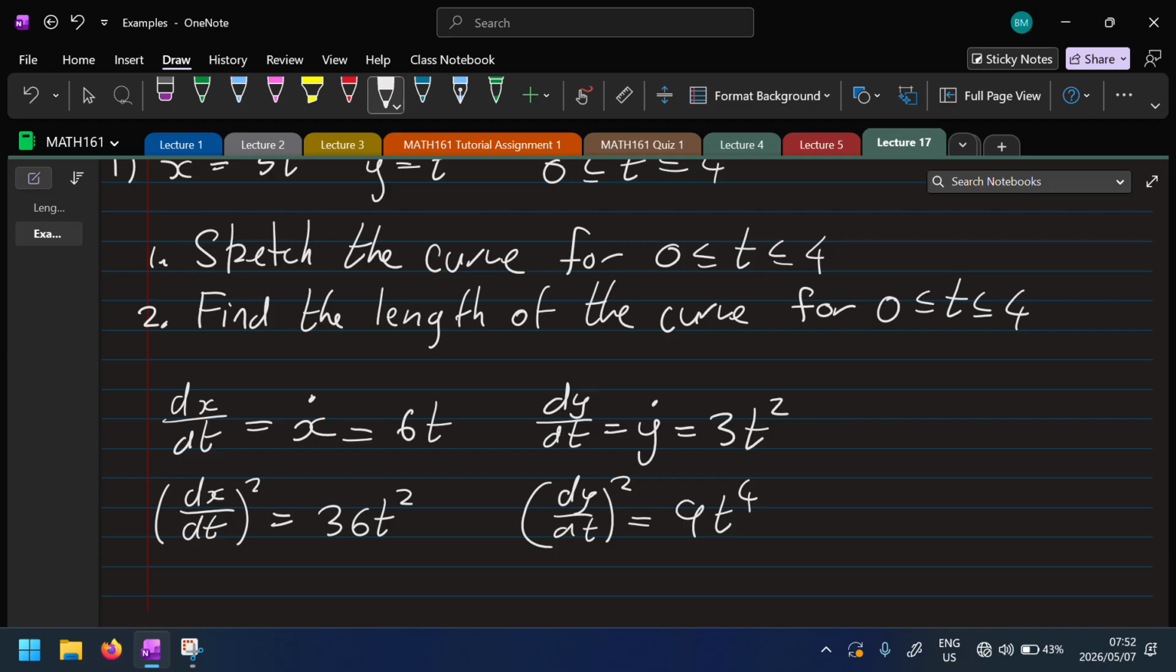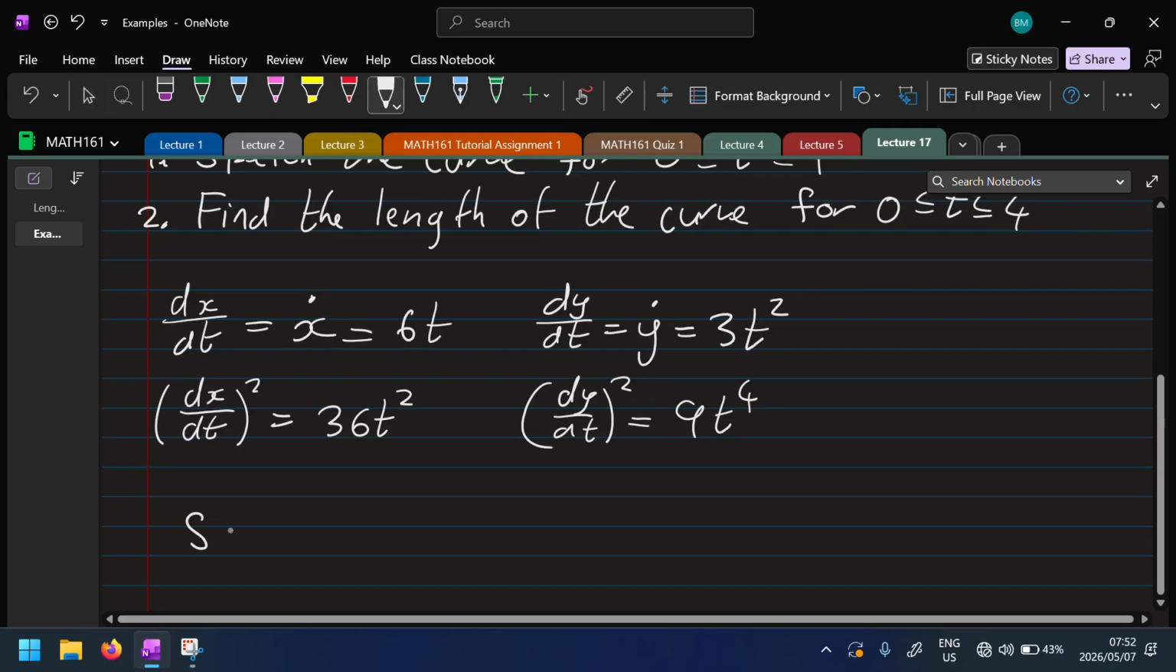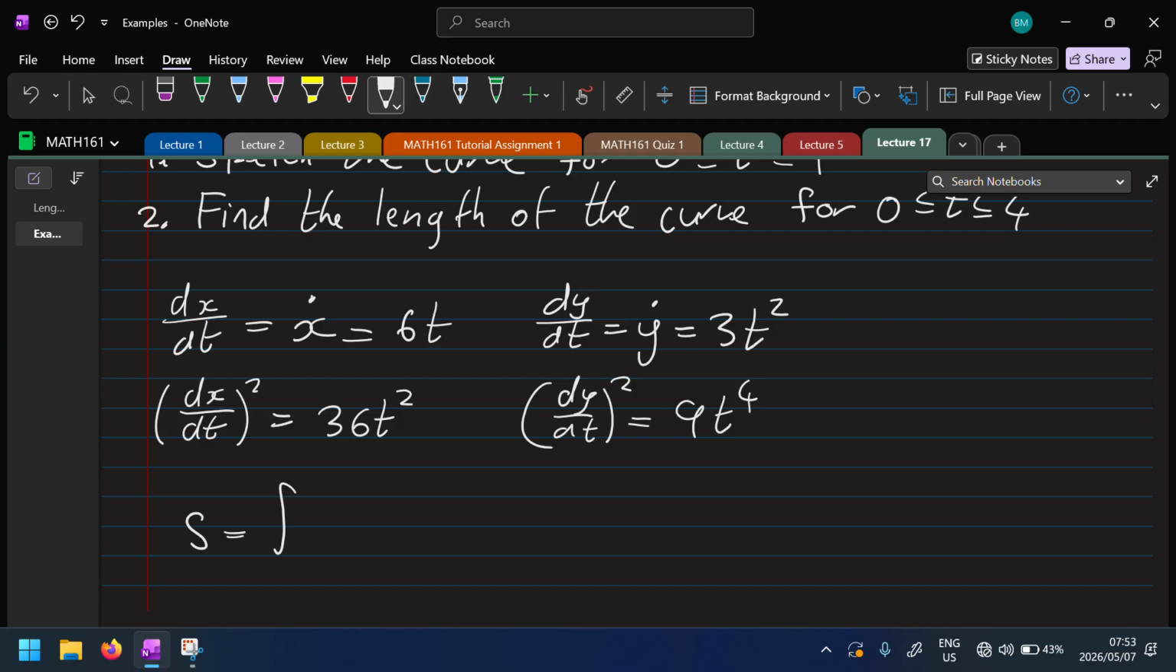Okay. Now that we've got that, we can just substitute into that formula, and then we can get the total length. So S is equal to the integral from the starting time to the ending time. So from 0 to 4. And then we have the length of the vector. So that's the root of the x component squared plus the y component squared. So for the x component squared, we've got 36t squared. And the y component squared, that will be 9t to the 4.